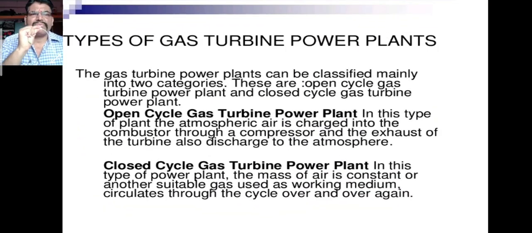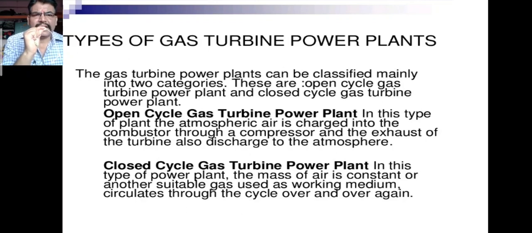Now there are types of gas turbine power plant. The gas turbine power plants can be classified mainly into two categories: open cycle gas turbine power plants and closed cycle gas turbine power plants. In the open cycle GTPP, atmospheric air is charged into the combustion chamber through a compressor, and the exhaust of the turbine is also discharged to the atmosphere.